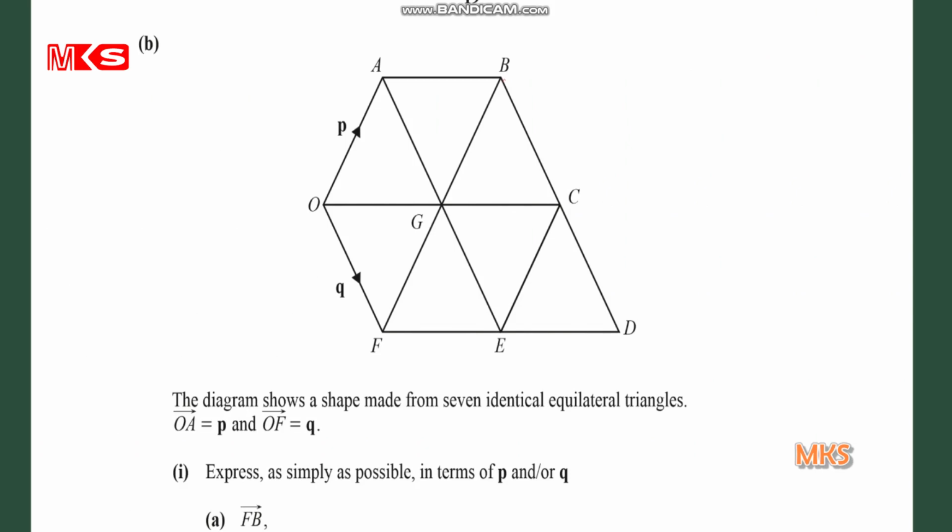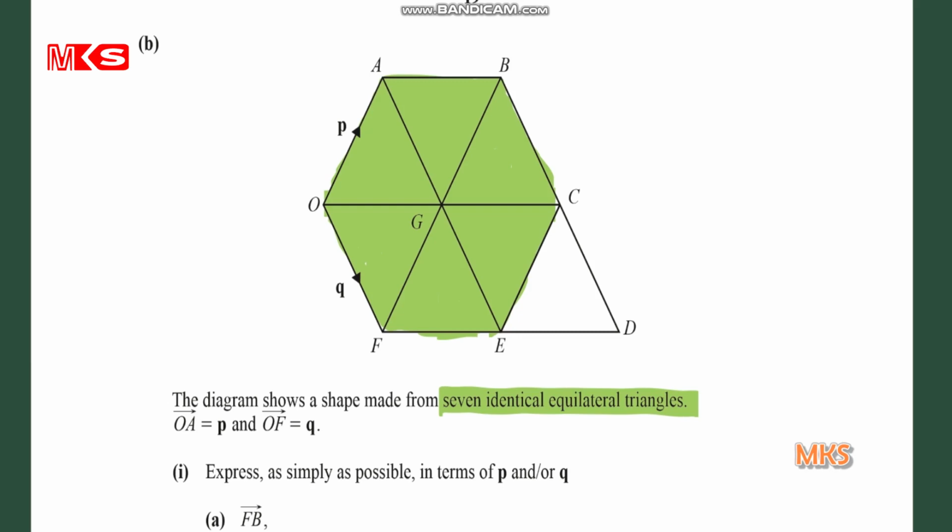Part B of question number 9: the diagram shows a shape made up of 7 identical equilateral triangles. The vector OA is P, also labeled in the diagram. OF is equal to Q. Now, the first thing before starting this question, I want to discuss 6 out of these 7 triangles. They will form a regular hexagon, A, B, C, E, F, O, or you can call it O, A, B, C, E, F. This will be a regular hexagon of 7 identical equilateral triangles. That gives you a full package of many understood given things.